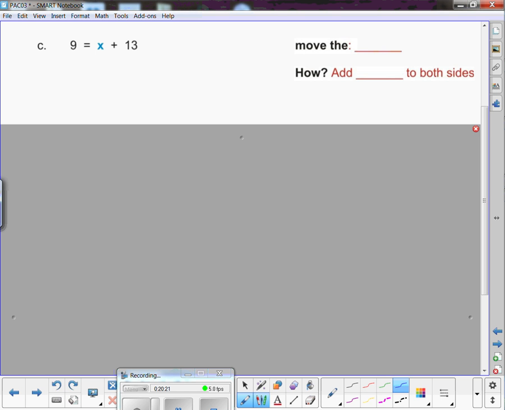9 equals x plus 13. All right, stay with me now. What are you going to move? I hope you're thinking the positive 13. Isn't it on the same side as the variable? They're both on the right. We've got to move the 13 and then the x will be by itself. All right, how do you move a positive 13? You add its opposite to both sides, right? A negative 13. So come to the left side of the equal sign, put a negative 13. Come to the right side of the equal sign, put a negative 13.